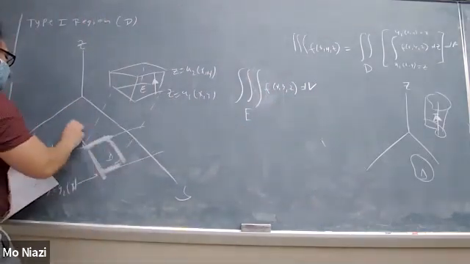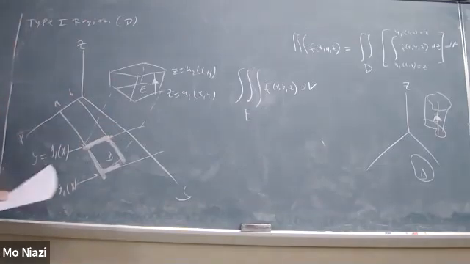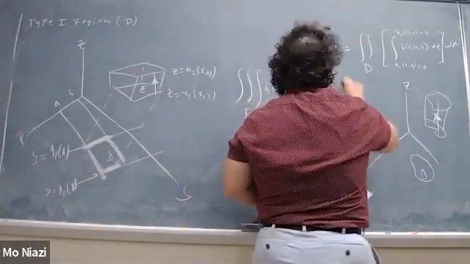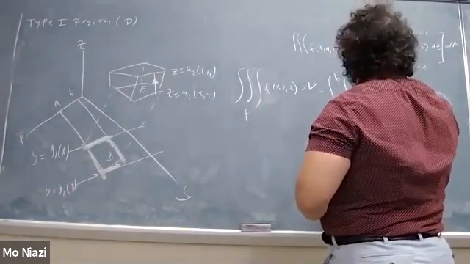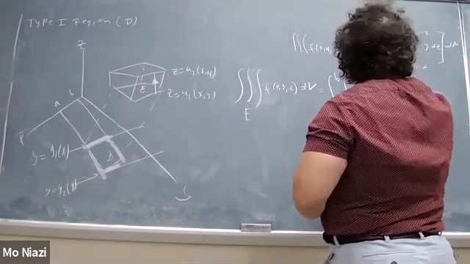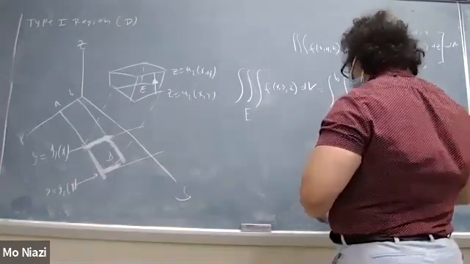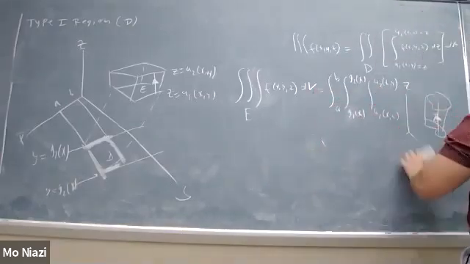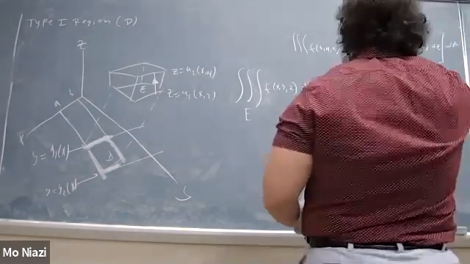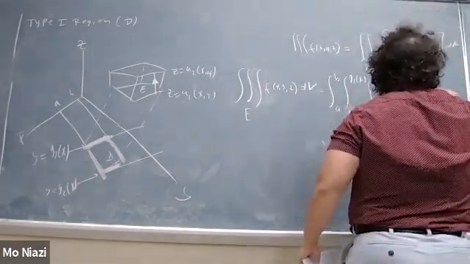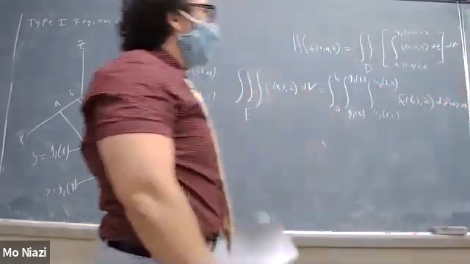And maybe we could say that over here, this is the point a, this is the point b on the x-axis. So the integral can decompose to the integral from a to b, integral from y equals g1 of x to g2 of x, integral from z equals u1 of x, y to u2 of x, y of your function f of x, y, z, dz, dy, dx.